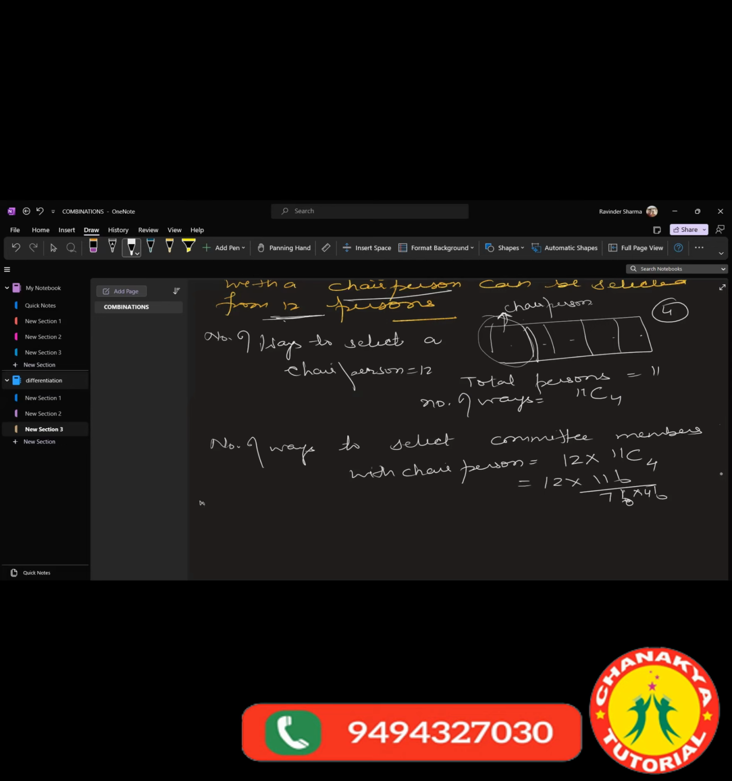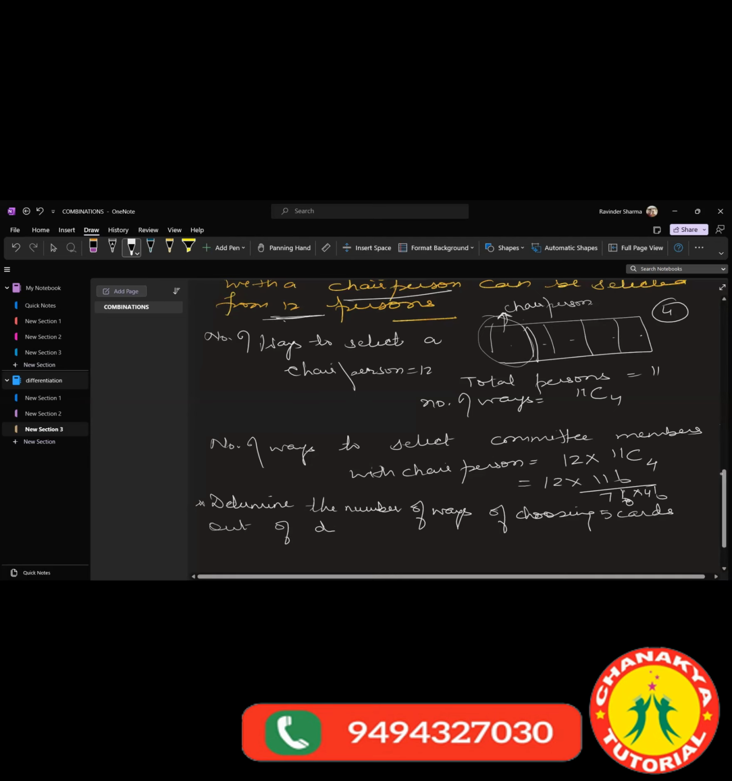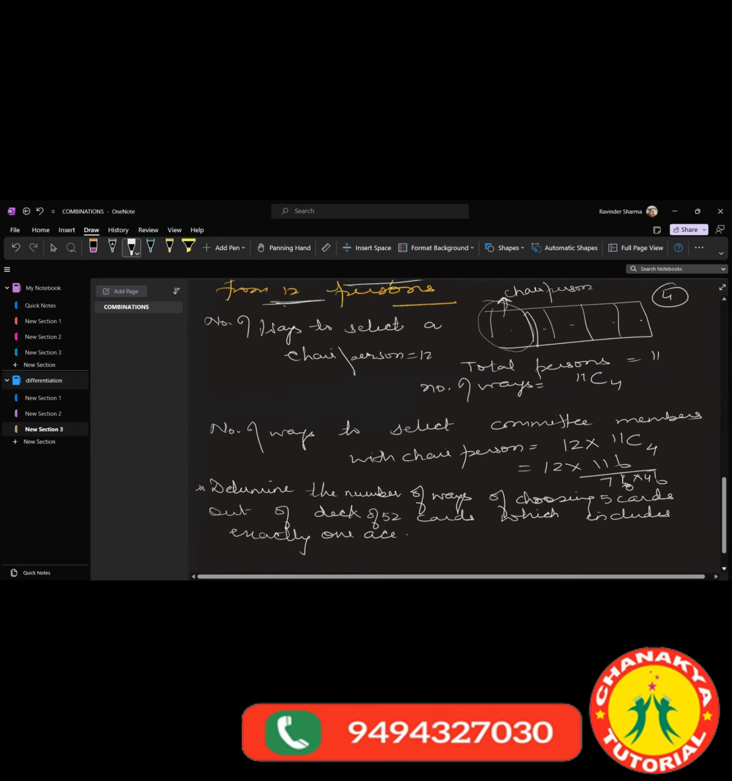Okay, suppose I'm asking you a question: determine the number of ways of choosing 5 cards out of a deck of 52 cards, which includes exactly 1 ace. So how will you solve?